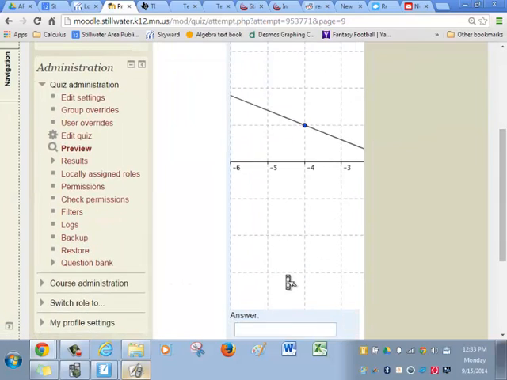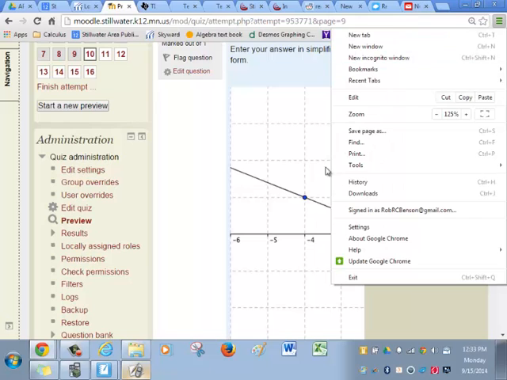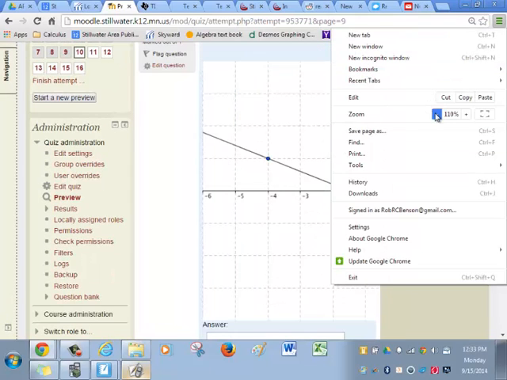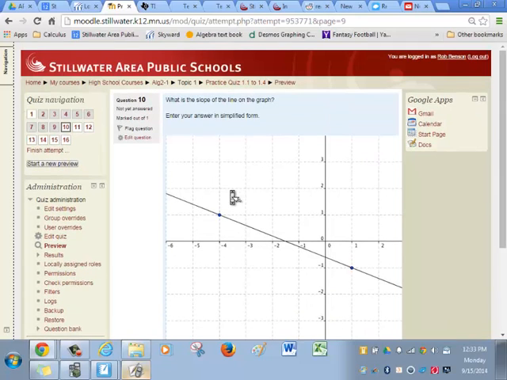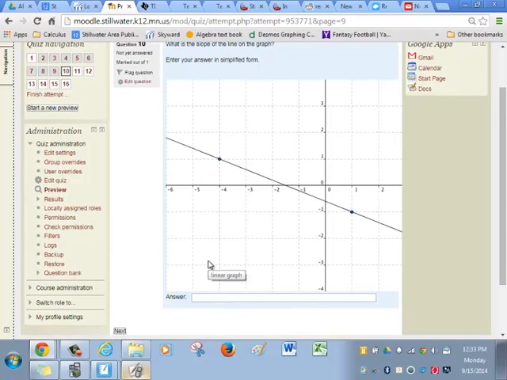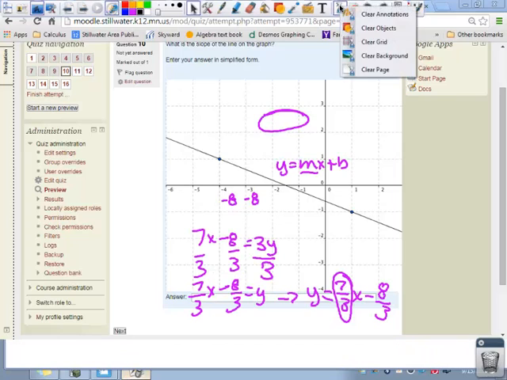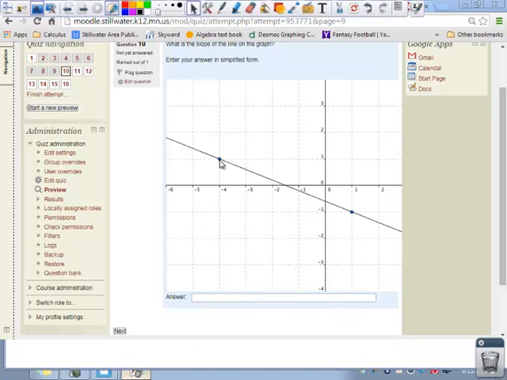Oh, we got this graph here. I can't see it because I zoomed in too far. So let's zoom out a little bit. There we go. So what do we want? What is the slope of the line? Okay, just slope. So you could do m equals or just the number. So we got 2 points given to us right here. We want to find the slope between these 2 points.